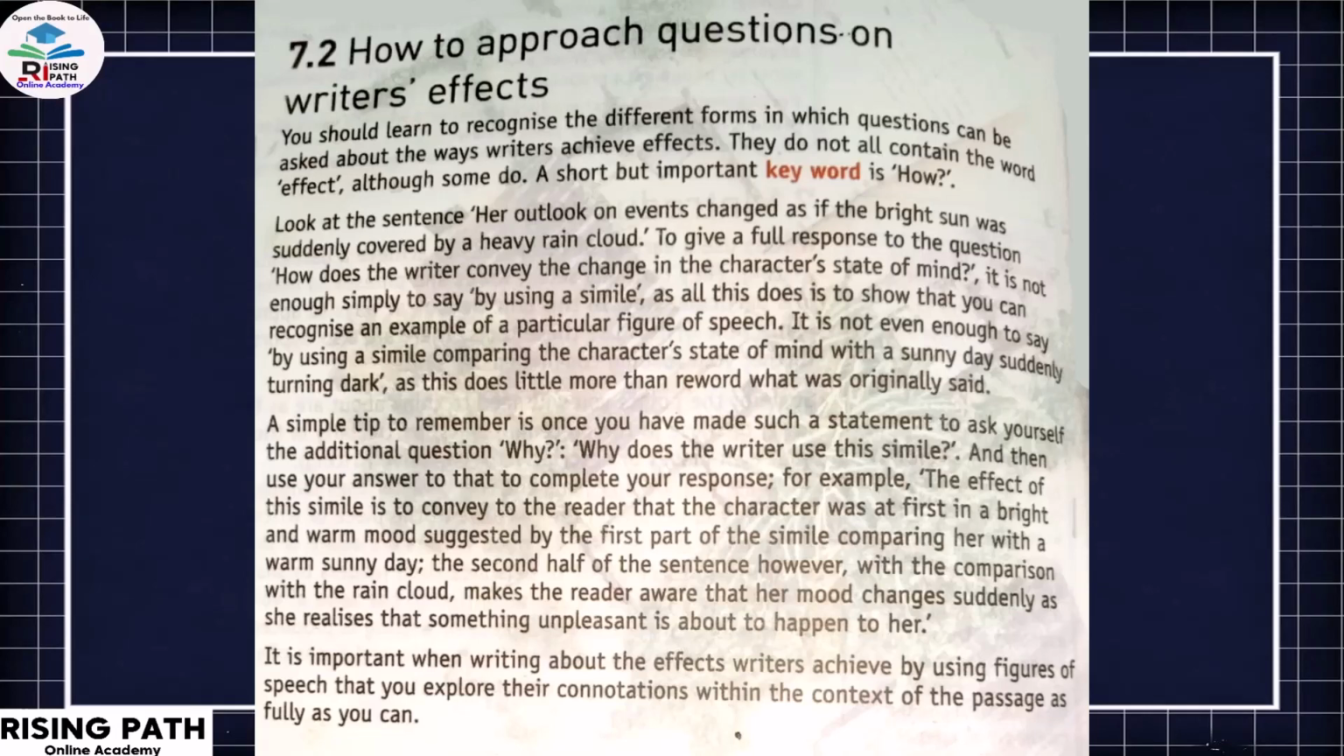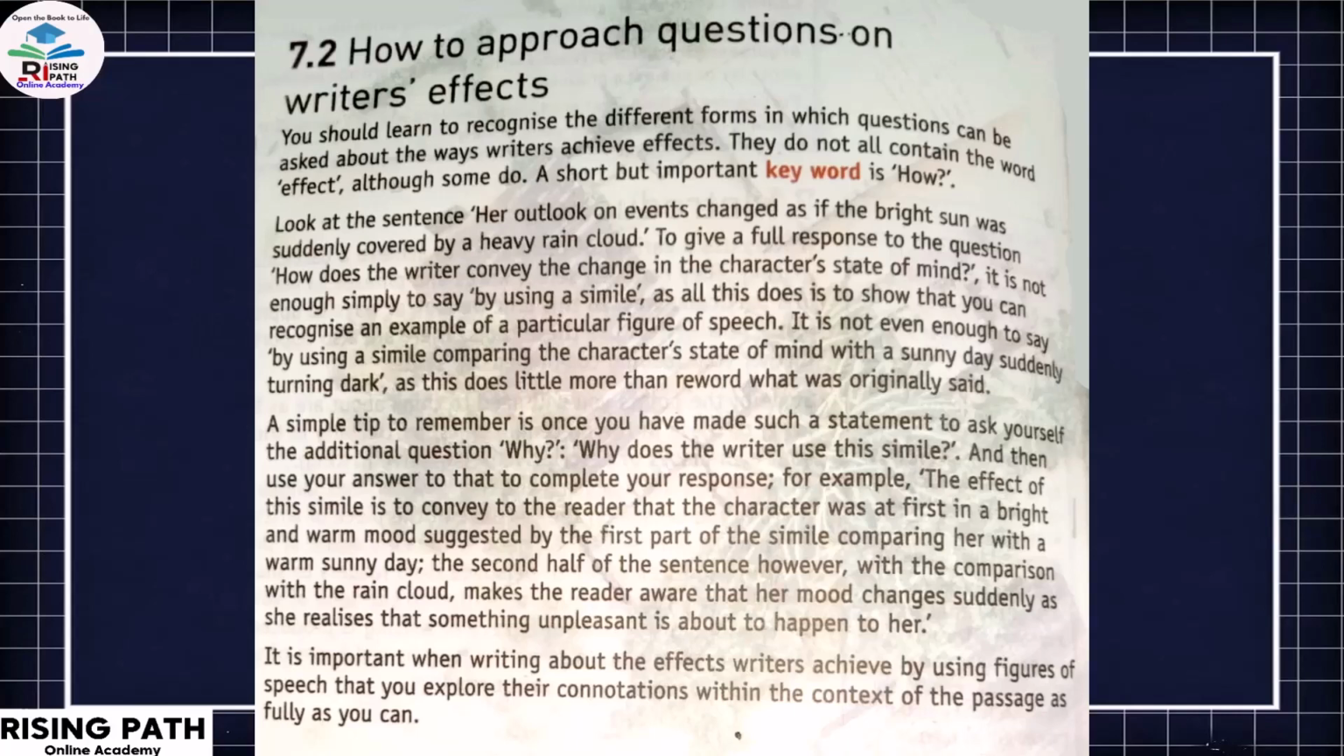As all this does is show that you can recognize an example of a particular figure of speech. It is not enough to say by using a simile comparing the character's state of mind with the sunny day. So you are not going to simply answer that the writer has used a simile. You are going to provide a better answer to give your examiner the true understanding of the statement, with a sunny day suddenly turning dark, as this does little more than reword. So how to do it?